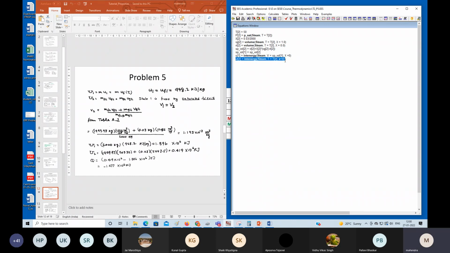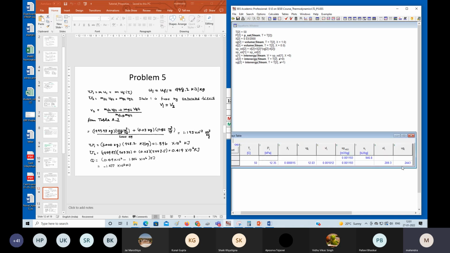This is at x equal to 1. Once you run this, what are we getting over here? 2443. This is the value we have obtained. Yes, fine. So then the net U2 you can calculate from these two.